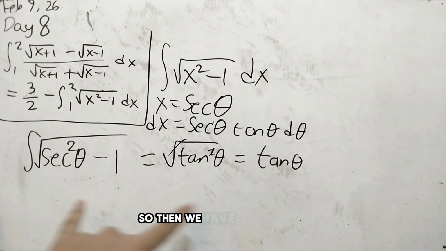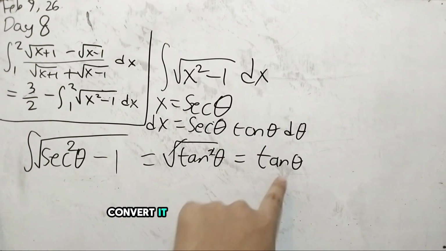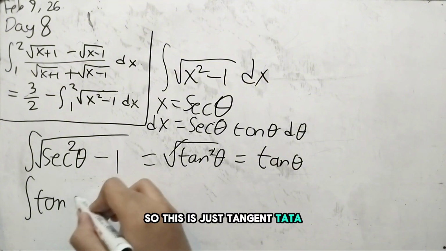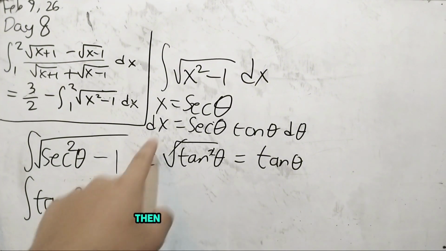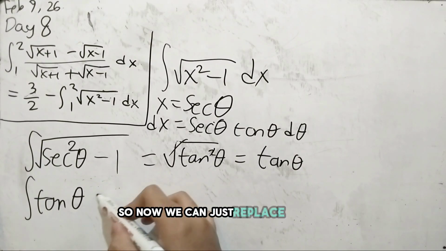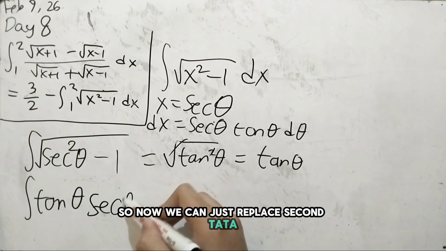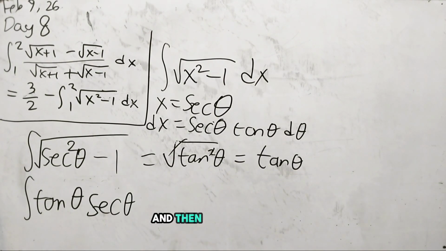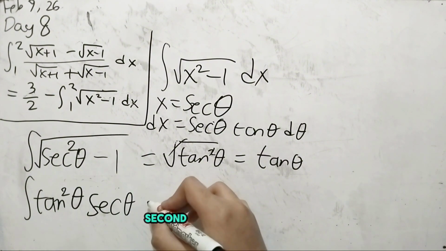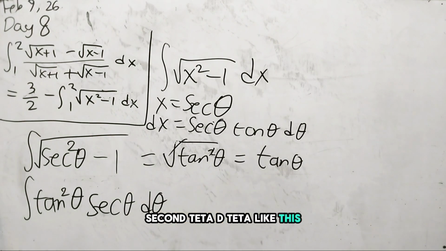So then we have this integral converted into this, so we can continue on. So this is just tangent theta. Then now we put the dx as this, so now we can just replace secant theta, and then because it's tan, I'm going to multiply with this, so it's just tangent squared theta, secant theta d theta, like this.